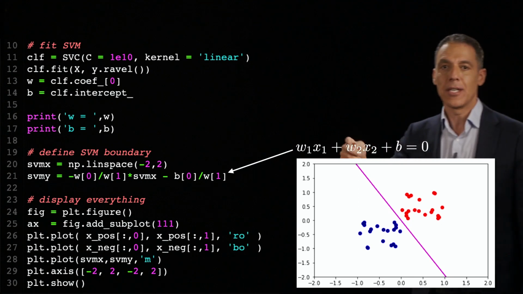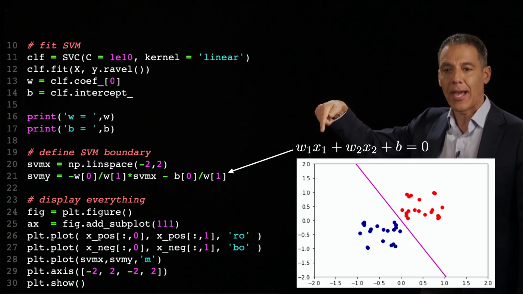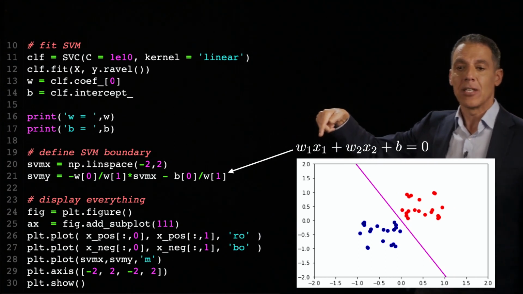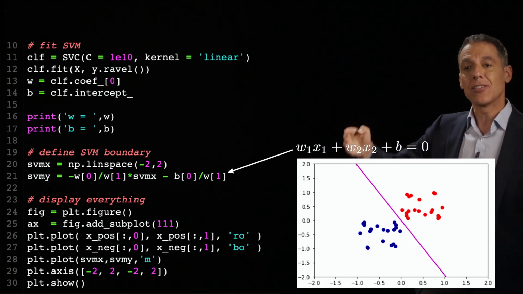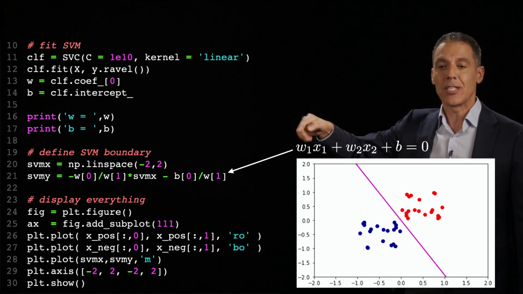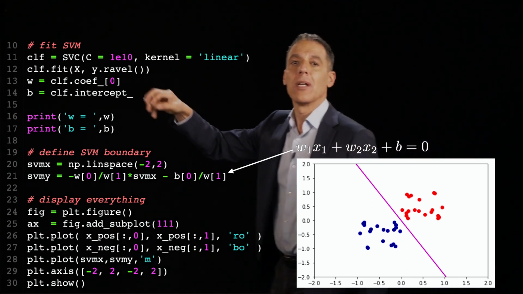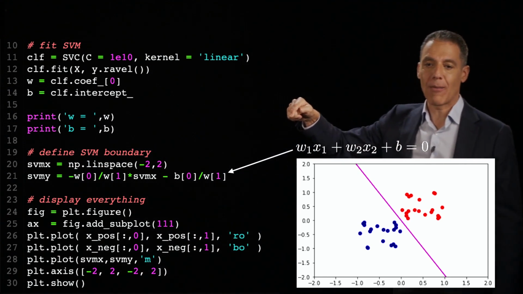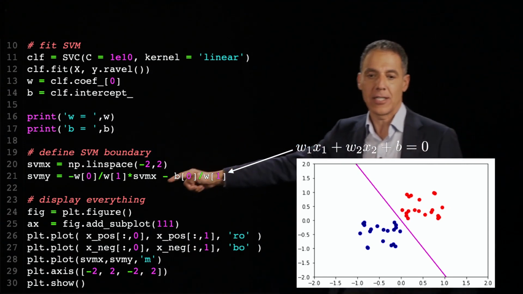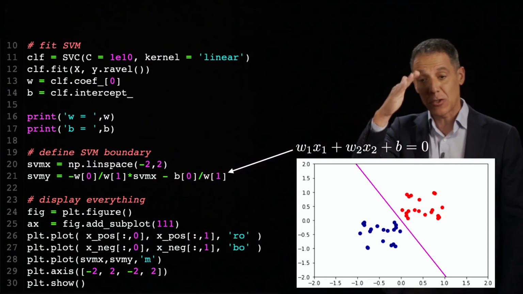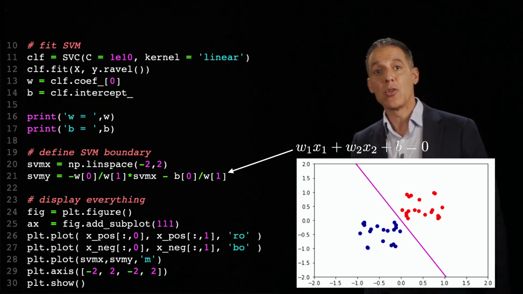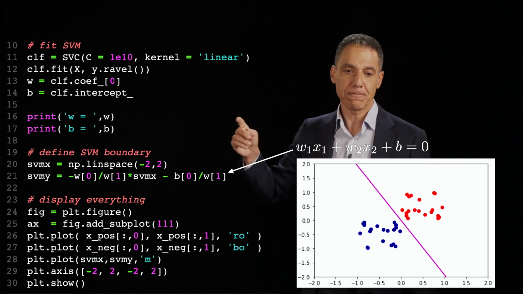And all I've done is taken this equation of the line right here, which was our parameterization, and reformulated it so that x2, the vertical dimension, is equal to something, a slope, times x1 plus beta. And you should be able to see how I've rewritten this equation to give rise to that equation right here. So I can just plot the separating surface from the intercept and the normal vector to the line.